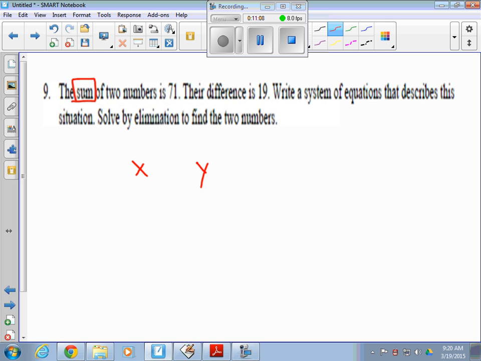The sum means to add them together. It says their sum is 71. Then it says their difference is 19. Again, same x minus the same y. Minus, because it's the difference, is 19.